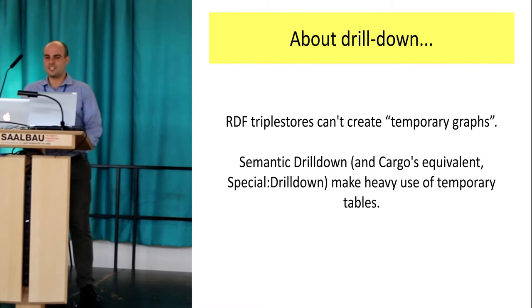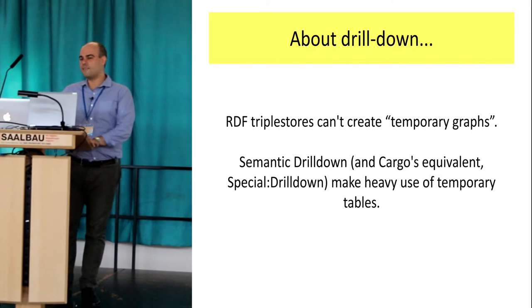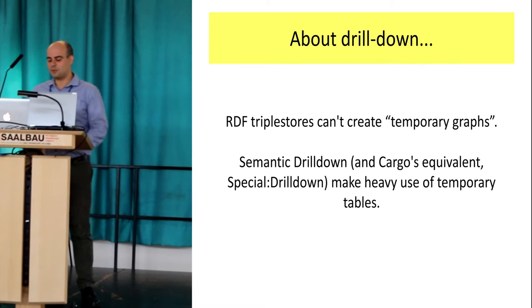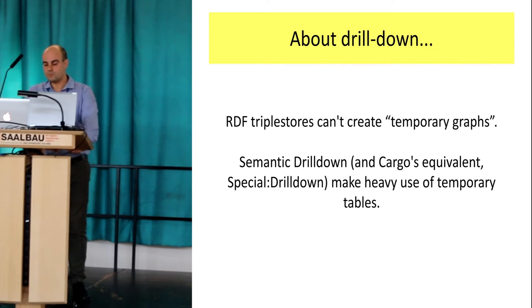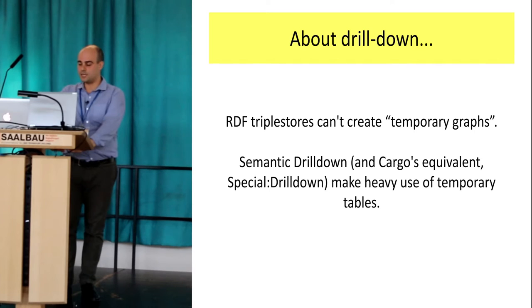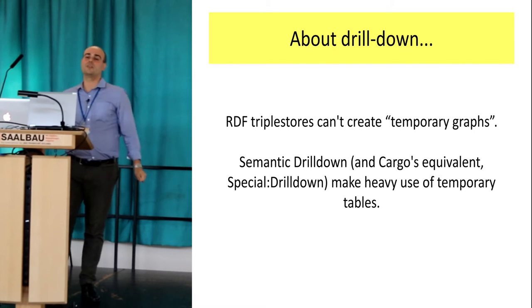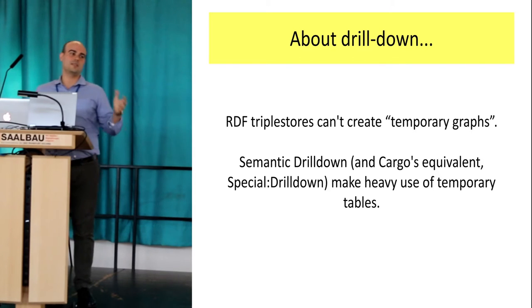This is conjecture on my part, because I don't know enough, and I talked to some people, I don't know if this is a known thing yet, but basically, RDF triple stores can't create temporary graphs, and this is getting a little technical. But there's the Semantic Drilldown extension that you may know about, and then Cargo has its own equivalent of that, which is essentially the same thing. They both make heavy use of temporary tables just for performance reasons to prevent all those queries from being extremely slow, because in order to do a drill down, you really have to run a lot of queries per page.